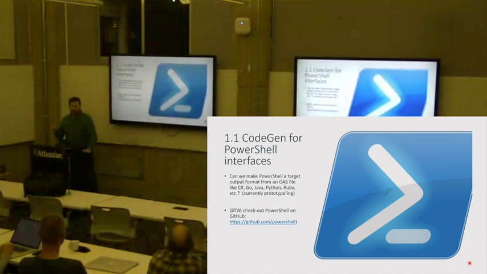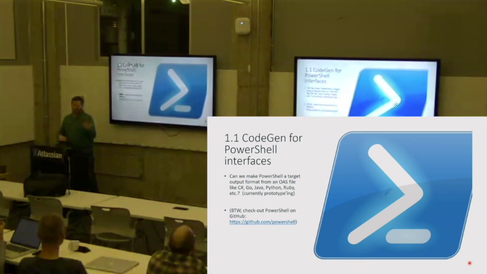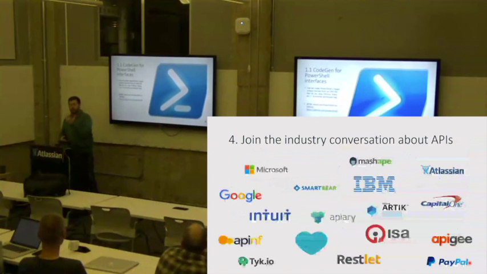So I labeled this one 1.1 because it builds on the code gen, but my colleagues on the PowerShell team are really interested in, can we actually code gen for PowerShell? As you may know, PowerShell is now available for Mac and for Linux, and so there's a lot of stuff out there that the PowerShell team wants an interface for in PowerShell. In the same way that there's Ruby or Node interfaces, they want to make a PowerShell interface. And so they're currently prototyping from an OpenAPI spec. What can they do from that?